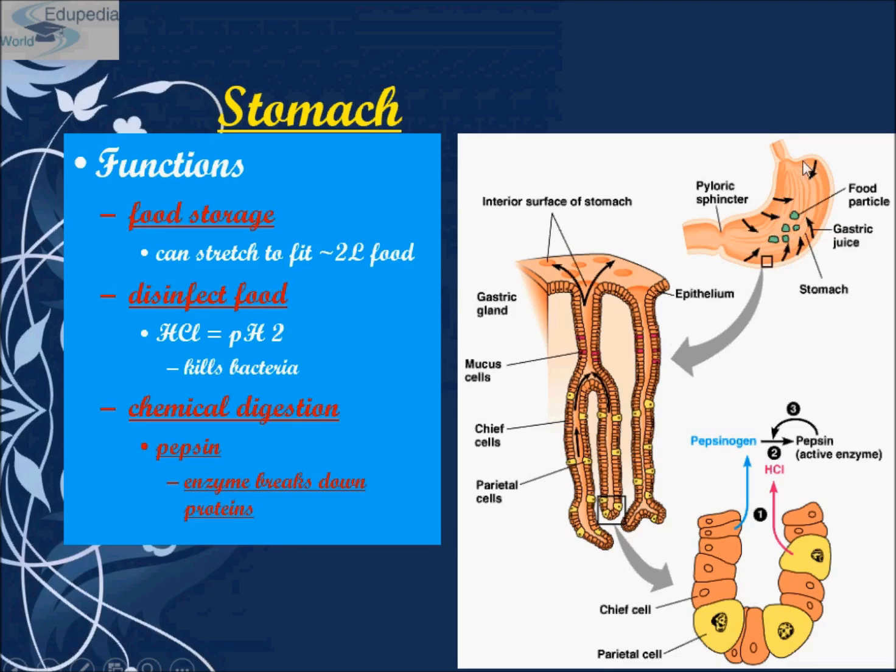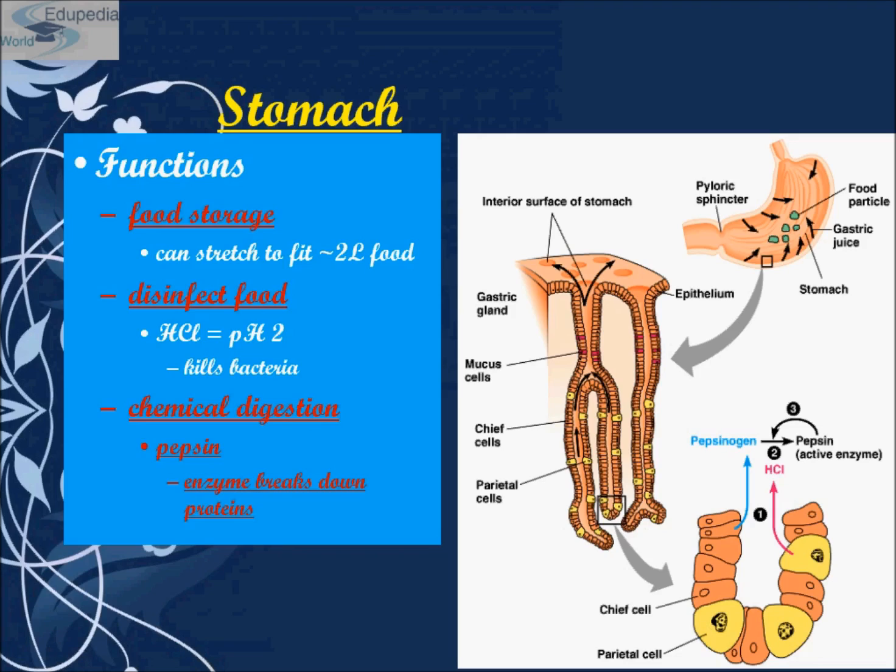This lining is an epithelium. The epithelium is zoomed in, and now it is seen that this is the interior surface of the stomach. Gastric glands such as mucous cells, chief cells, and parietal cells are of course associated with it, which helps in the digestion of the food. And these are the chief cells, the zoomed part where pepsin works.